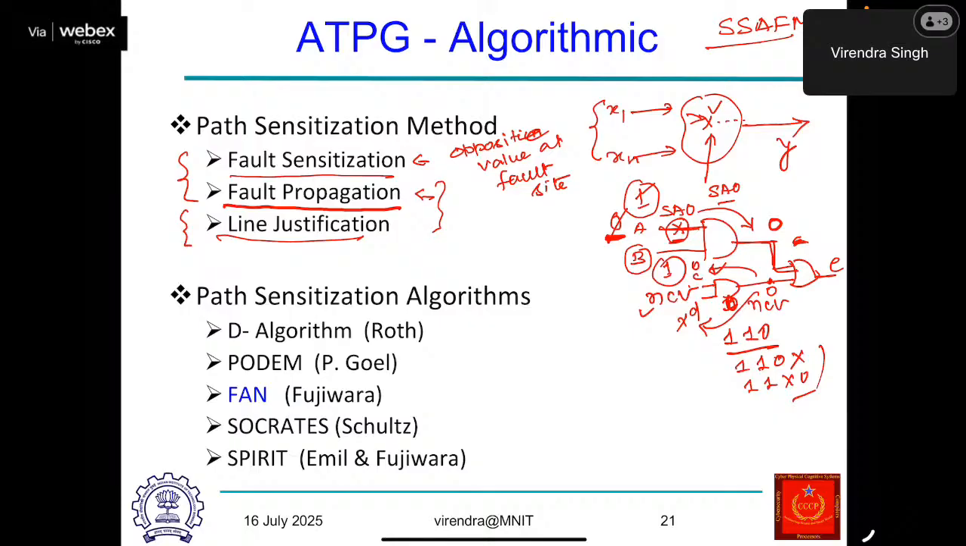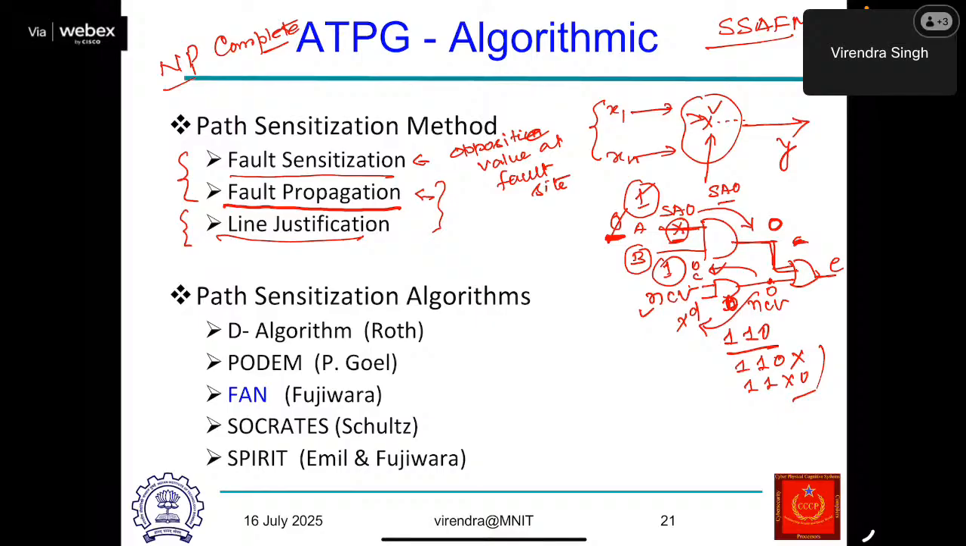And this problem was proved to be an NP-complete problem in terms of complexity theory. Deterministically you cannot solve this problem in polynomial time. Non-deterministically, of course, you choose one input vector, and that vector may be the test vector, so even in one shot you can get it.